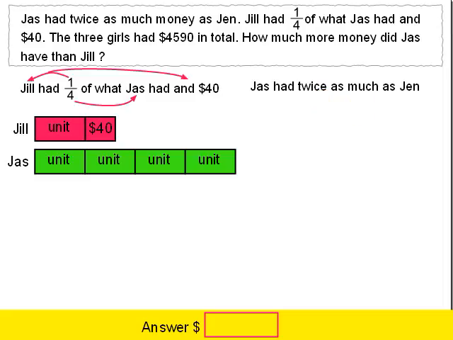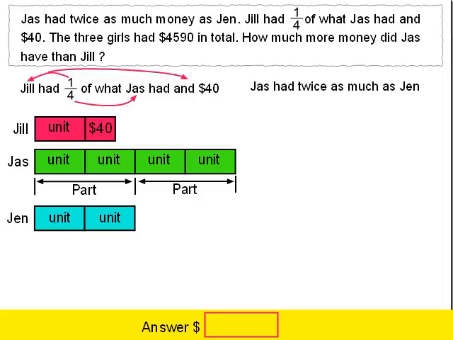But since we already used up units, we're going to use parts. So if Jen had 1 part, then Jess would have 2 parts. We're going to group 2 units into a part over here, and therefore Jen would have 1 part, which is 2 units. And the total amount of money of these 3 girls is $4,590, given by the question.